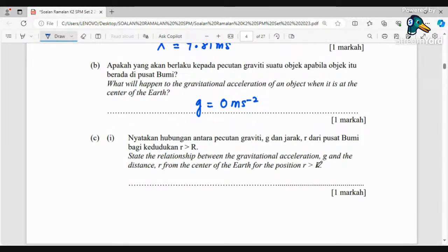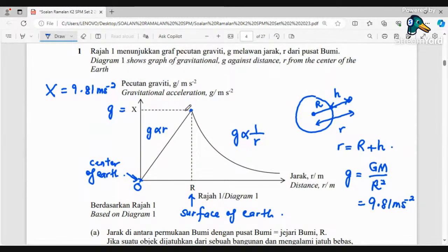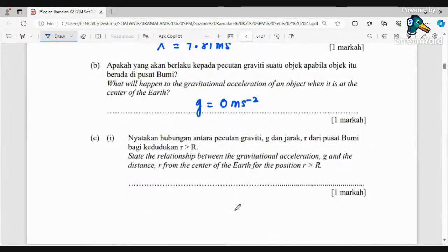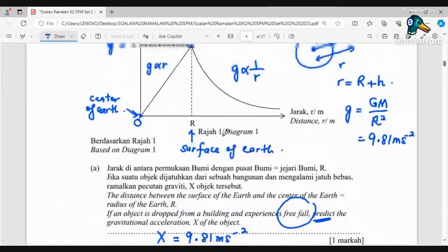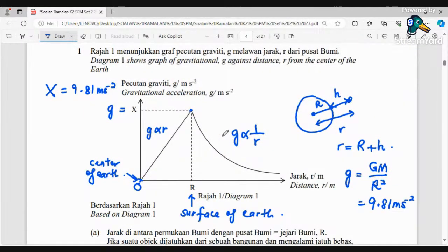C1, state the relationship between gravitational acceleration g and distance r from the center of the Earth. From position r is more than R, you can see the relationship is inversely proportional. The shape of the graph is like this. So you just write down g is inversely proportional to r. This is more about understanding the graph relationship based on the graph.